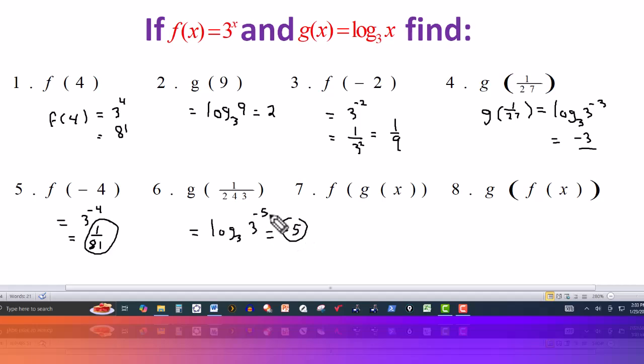Or we can just use the definition of log. We're asking 3 to the negative 5 is equal to 3 to what power? Well, it has to be negative 5.